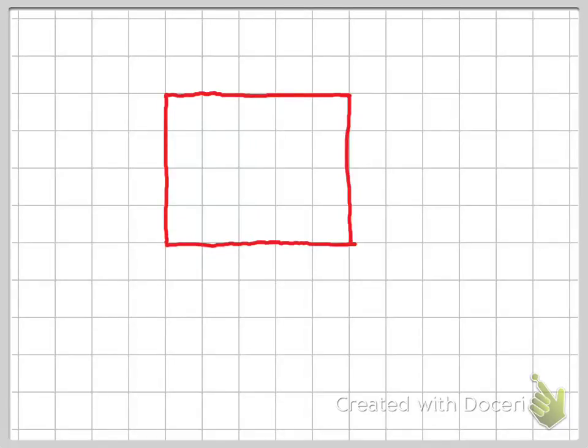Alright, what I want to show you today is how to multiply fractions using the area model. And to do that, we're going to multiply 2/5 times 1/4. So we've got a square up here, and let's just go ahead and start with 2/5.